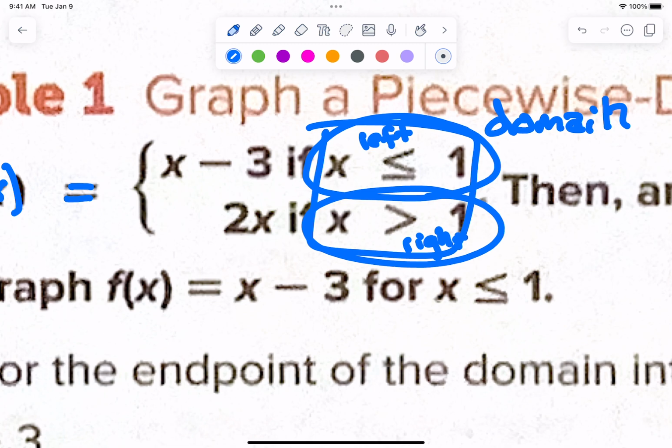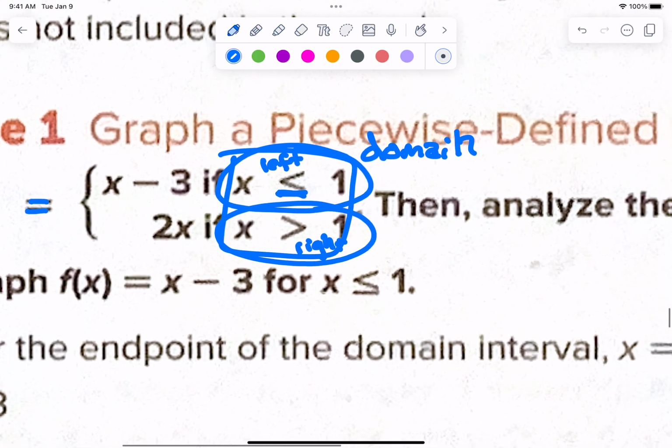Which function tells us what's happening exactly at 1? The top one. How do you know the top one? Because it's equal to. So on the left side or equal to 1, it's doing the top function. And on the bottom, it's telling us what's happening on the right side of 1. Got it? So here's what I do. The domain is the thing I look at first, because I want to know where it's switching from one function to the next. It's switching at 1. Agreed? 1 is where it's trading off.